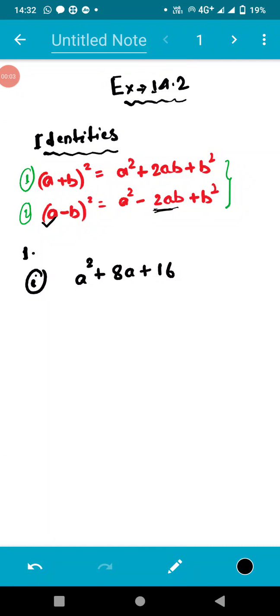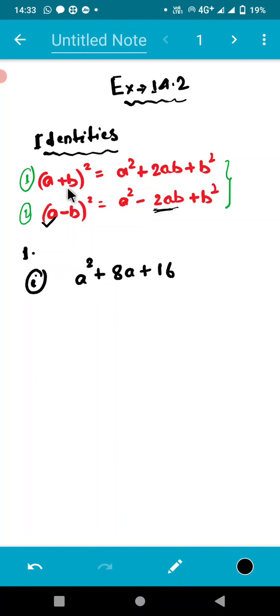Hello students, today we'll start new exercise 14.2, and in 14.2 I will do the first 6 sums of question number 1. So we'll need these two identities to do all the sums of question number 1. We have already studied all these identities.